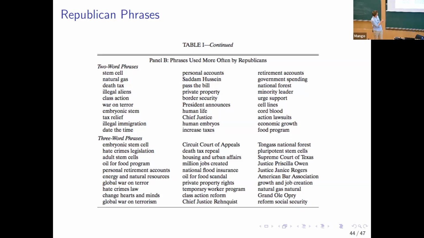There's other kind of nice examples. There's something called an estate tax, which is basically a wealth tax when you die. Republicans call this a death tax to emphasize the fact that the government is somehow taxing your death. All right, so keep taxes low on the wealth. Of course, emphasis on embryos and abortion and all the things that Republicans think about.